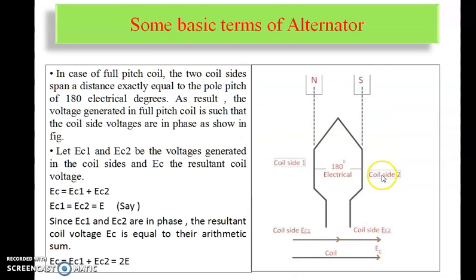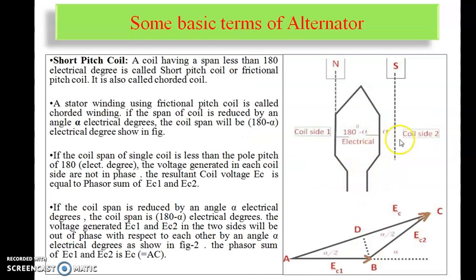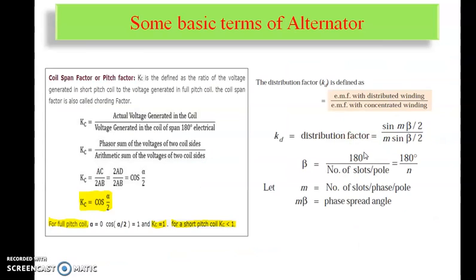If instead of using the whole coil span, suppose it is using somewhat less, then we call it a short pitch coil. The name itself gives the information: short pitch coil. So it has 180 minus alpha degrees. Okay, in the next part we will see more. These are nothing but definitions.